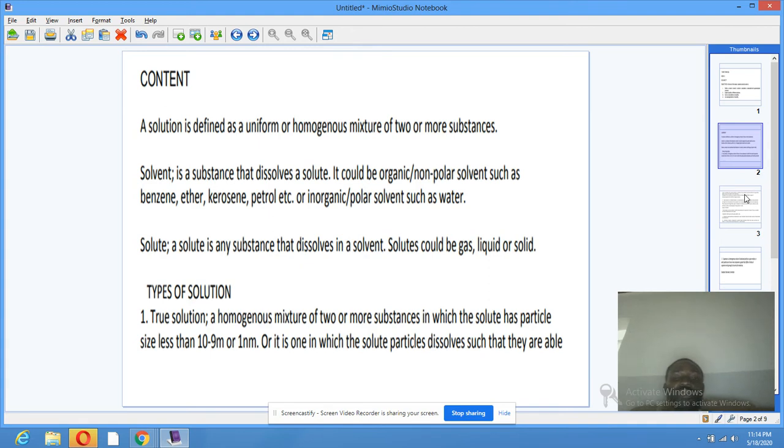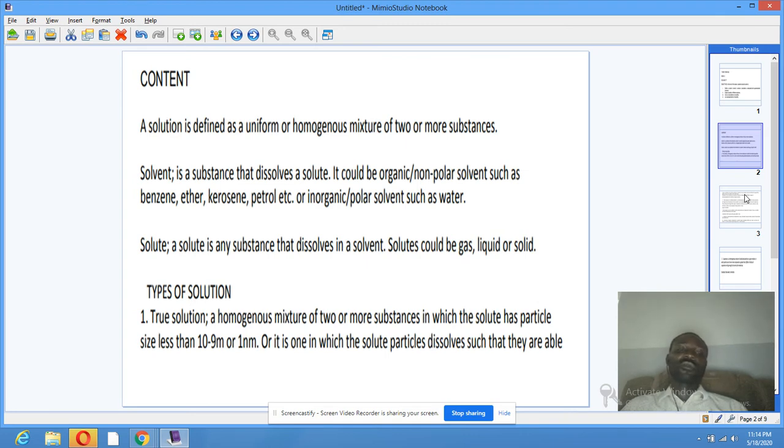What is a solution? A solution is defined as a uniform or homogeneous mixture of two or more substances. A solvent is a substance that dissolves a solute. It could be organic, non-polar solvents such as benzene, ether, kerosene, petrol, or inorganic, polar solvents such as water. Solute: a solute is any substance that dissolves in a solvent. A solute could be a gas, liquid, or solid.